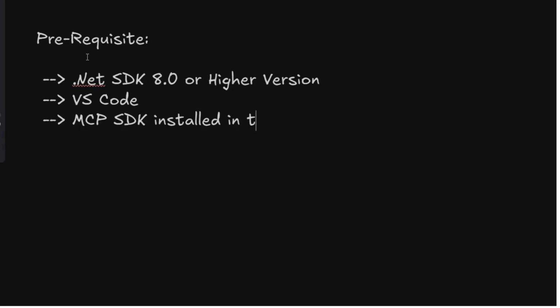Before we dive in further, make sure you have installed the below prerequisites. .NET SDK 8.0 or higher should be installed on your system. I am using VS Code as my IDE. You can choose your own, but in this tutorial VS Code will be used. And the MCP SDK set up on your system. So that's all you will need for this video.